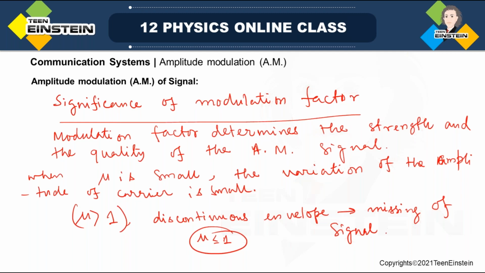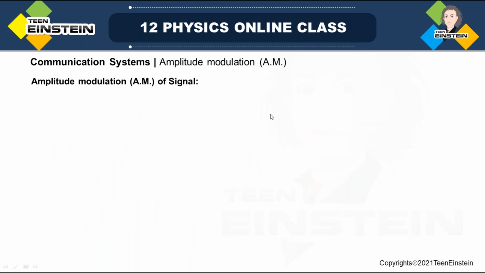Now we'll just discuss one or two points of the advantages of this amplitude modulated signal, and then we'll conclude. Just 1 minute more. So advantages are that it is easier to transmit the signal to the receiver end, just by modulating a low frequency signal you can easily transmit it.